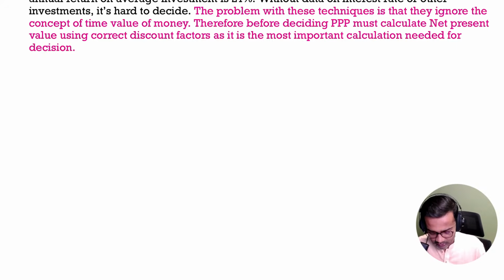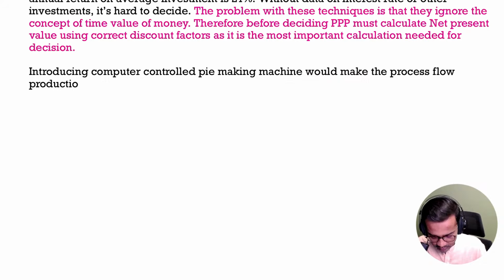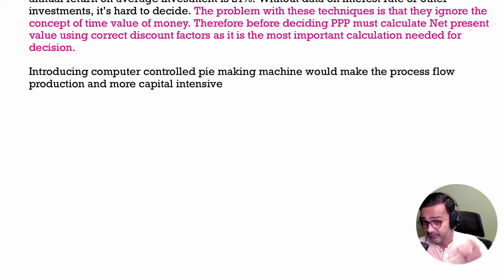So, how should I start this? Introducing computer controlled pie making machine would make the process flow production and more capital intensive, right? So we are identifying what concept is at play here, which is capital intensive and flow production. So that will get us marks for knowledge.